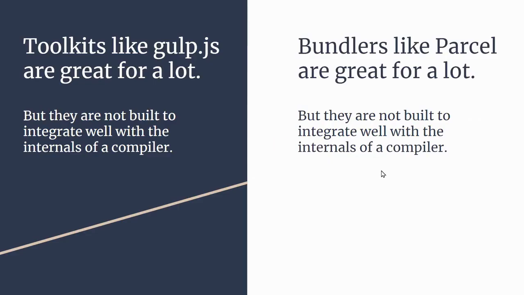Toolkits like gulp.js are great for a lot of things. Bundlers like Parcel are great for a lot of things. But neither of them are built to integrate well with the internals of a compiler like the Pug compiler.